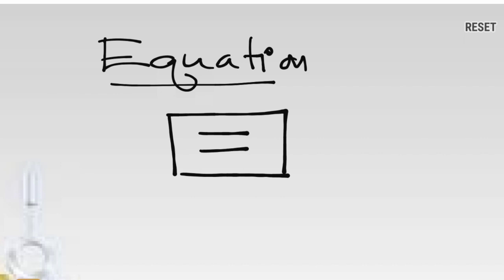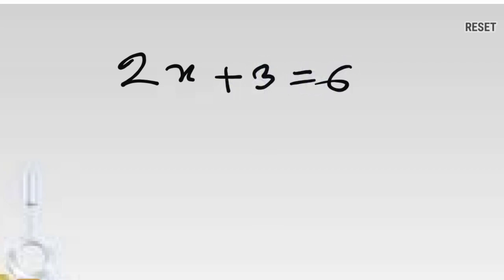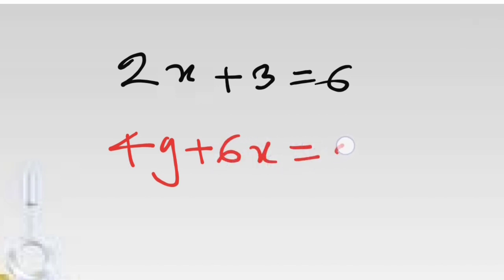For example, 2x plus 3 equal to 6, isn't it? It is an expression, and this expression involves an equality sign. Here the equality sign is there, so it is an equation. Another example, 4y plus 6x equal to 22. It's an equation because the equality sign is there.